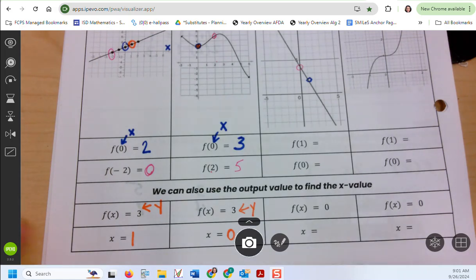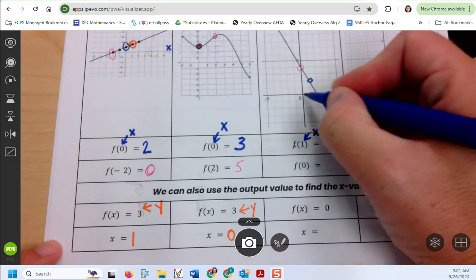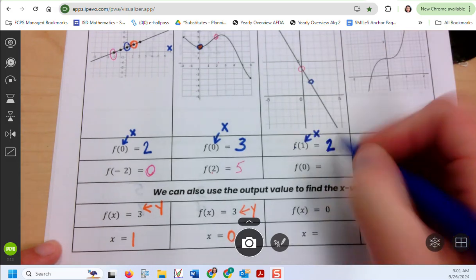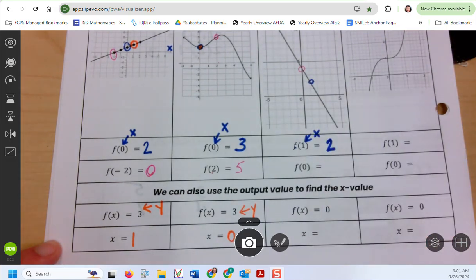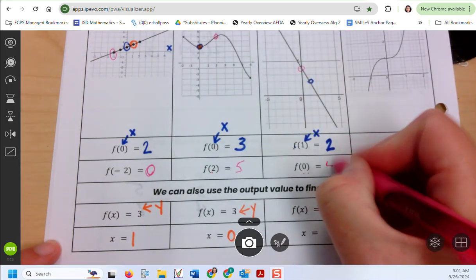All right, next one, f of 1. So I want to know when the x is 1, what's the y? I get 2. F of 0, when the x is 0, what's the y? I get 4.